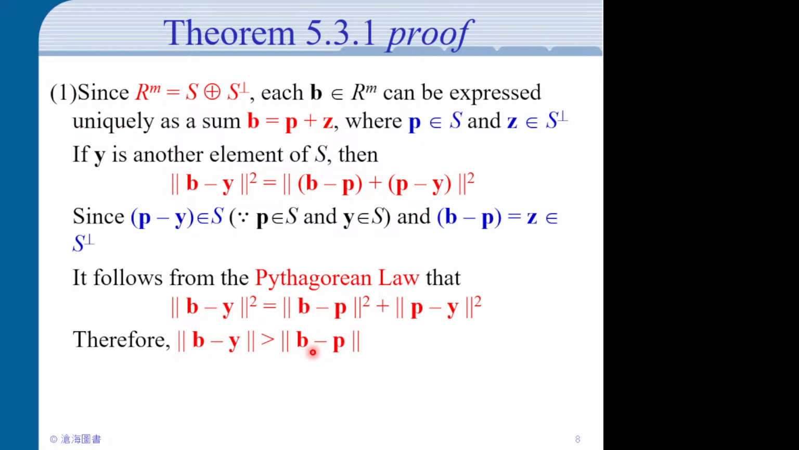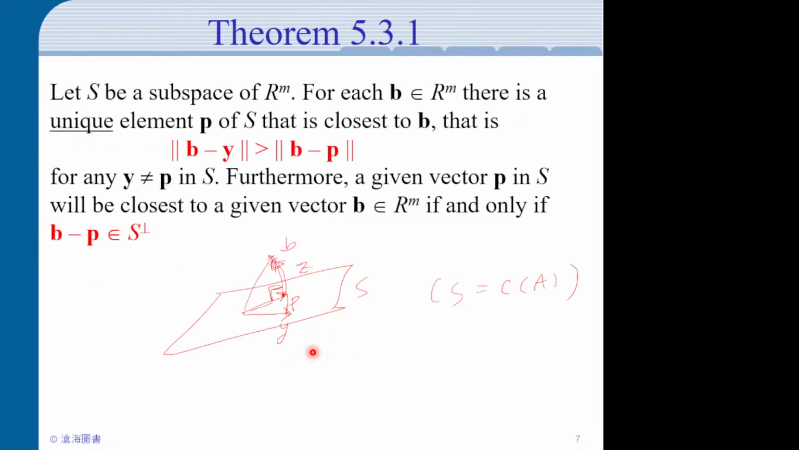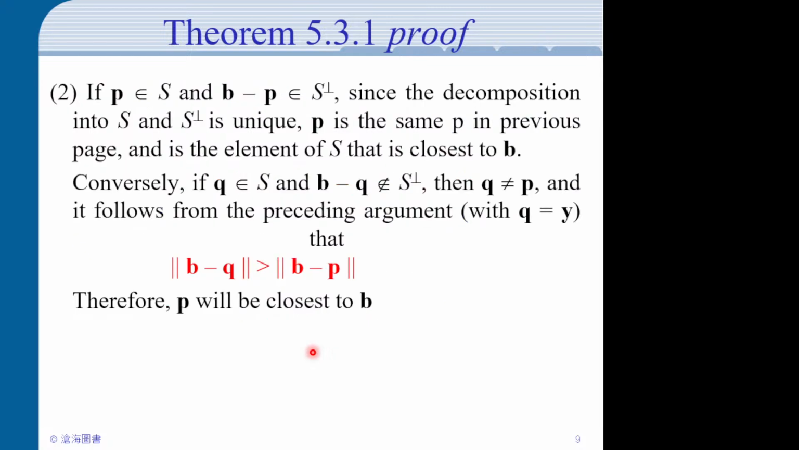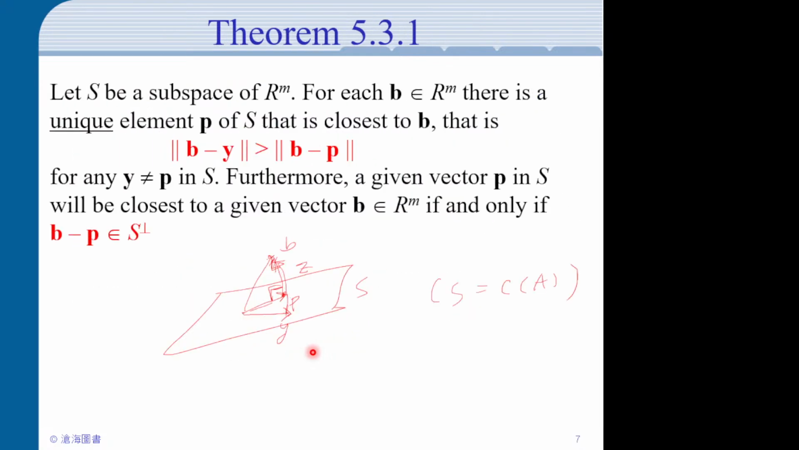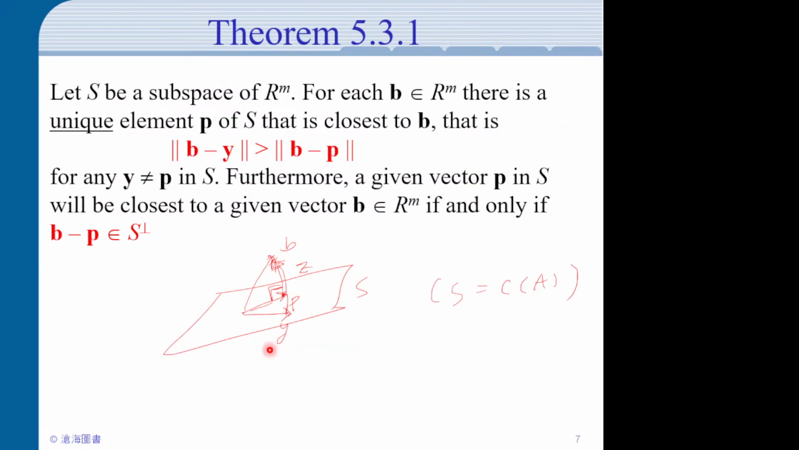Okay, and then we have the other part, which seems a little tautological but needs a little bit of proof. The notation is a little overloaded because we use P for multiple things, although we are going to prove that they are all the same P. On the first page, we have a P that's a unique decomposition: b equals p plus z, with p inside S and z inside S dual.